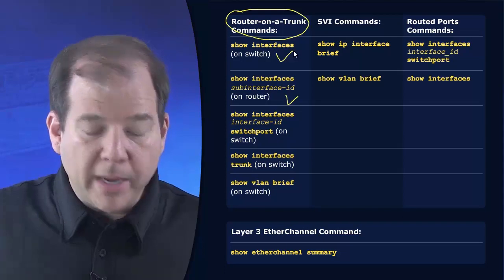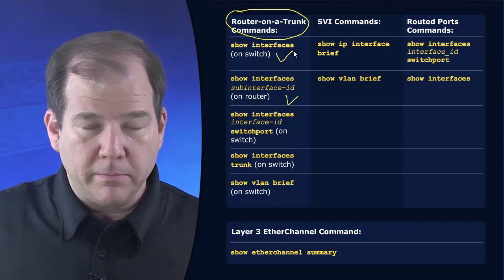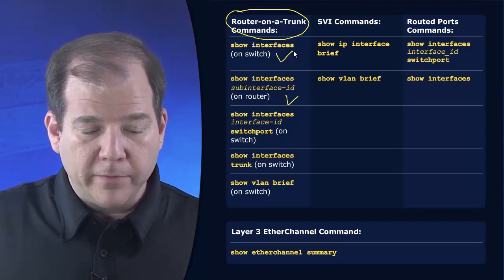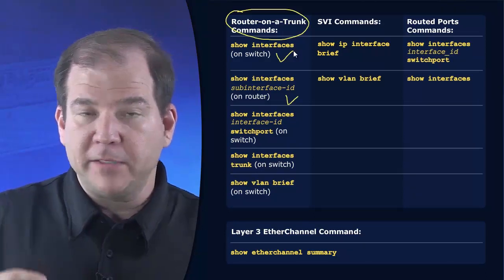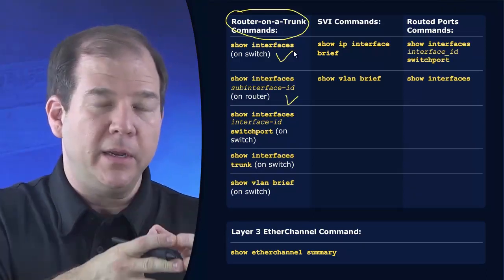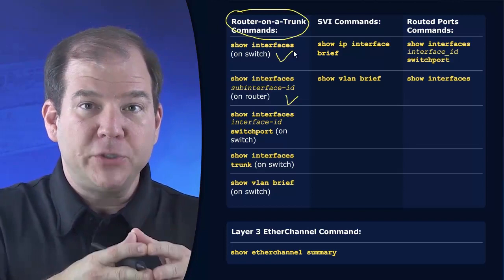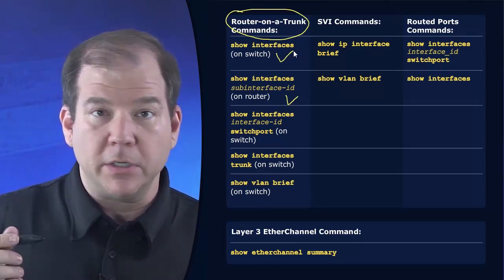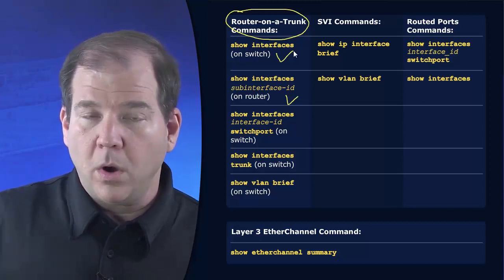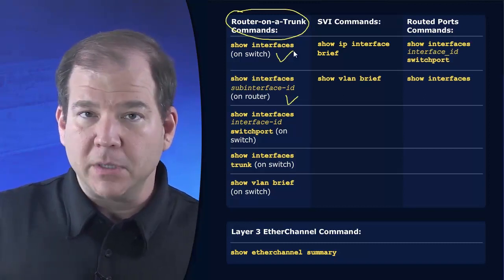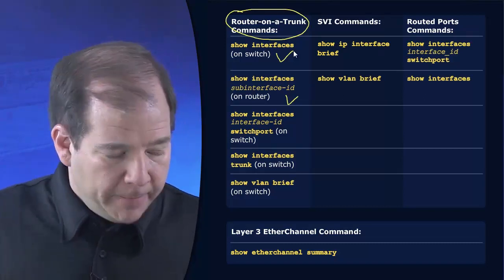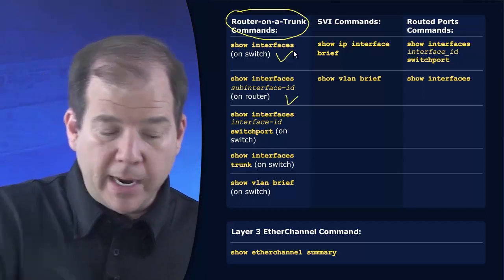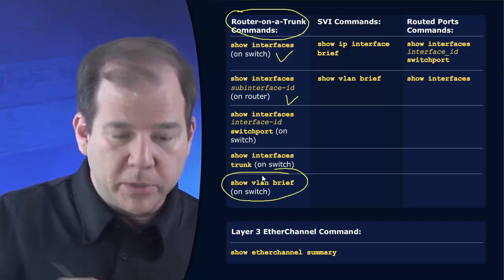We also talked about making sure that encapsulation types matched up. We can go to the router interface again and make sure that we're specifying .1Q. And we go back to the switch and make sure that that trunk is configured for .1Q. Again, the show interfaces trunk command will show us what trunk encapsulation this trunk is using. We want to make sure the VLANs are created. Show VLAN brief on the switch will help us out with that.